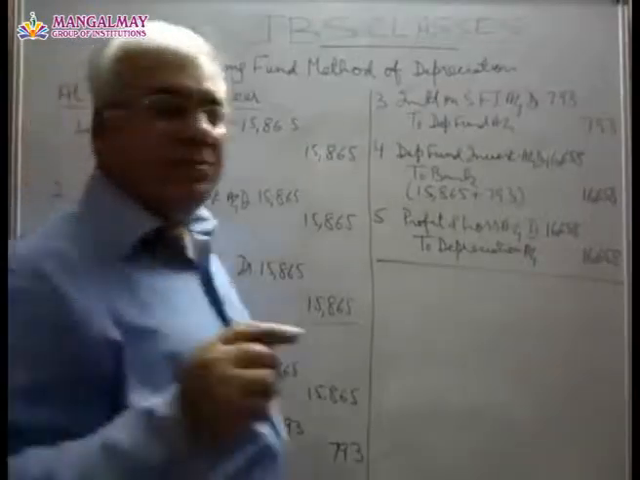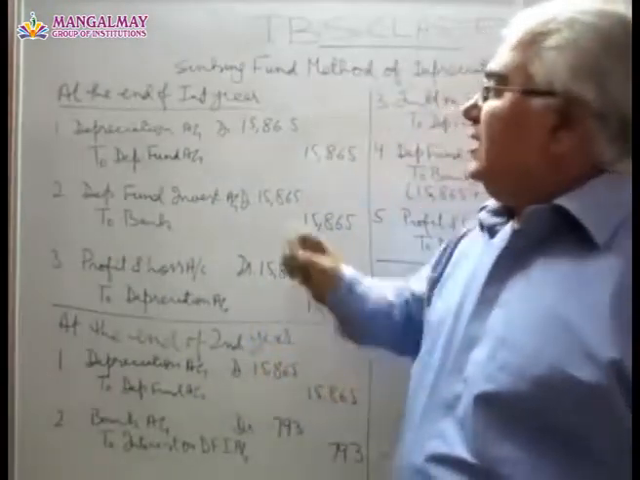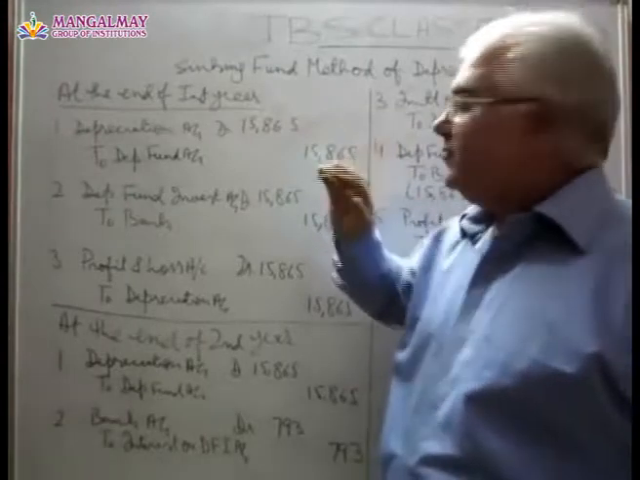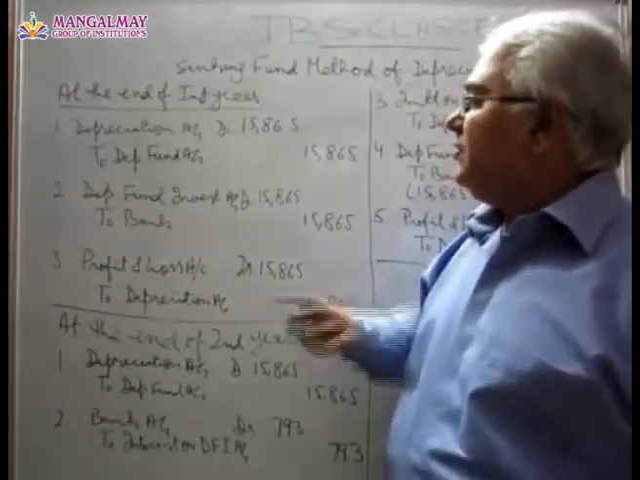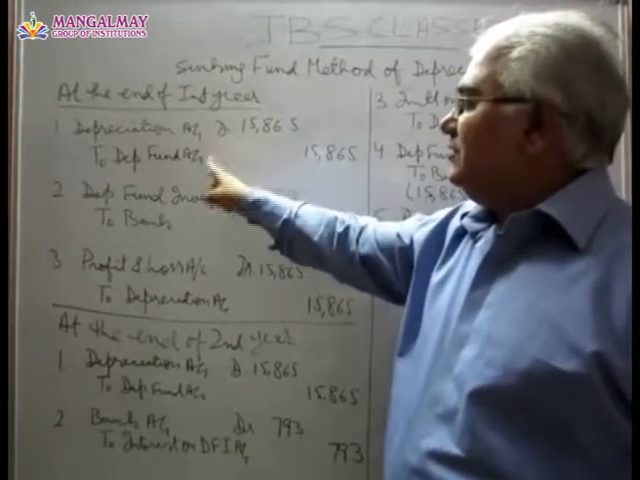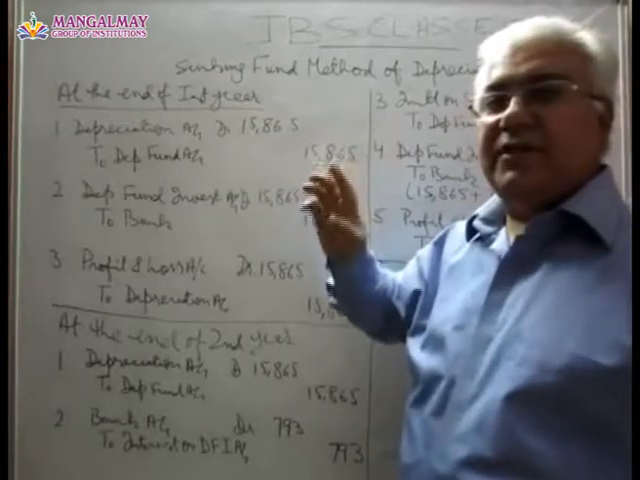Now I will explain the entries to be made in this method. At the end of the first year, first of all you have to charge depreciation. So the entry for that will be depreciation to depreciation fund account with amount 15,865.